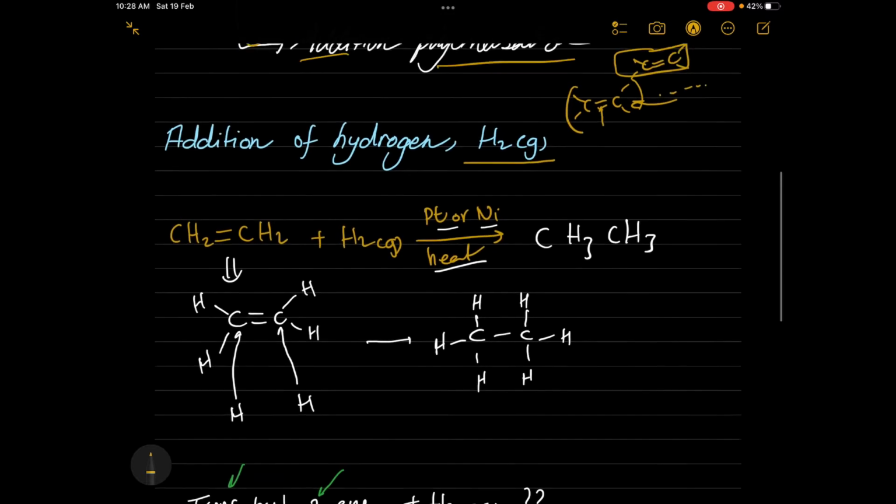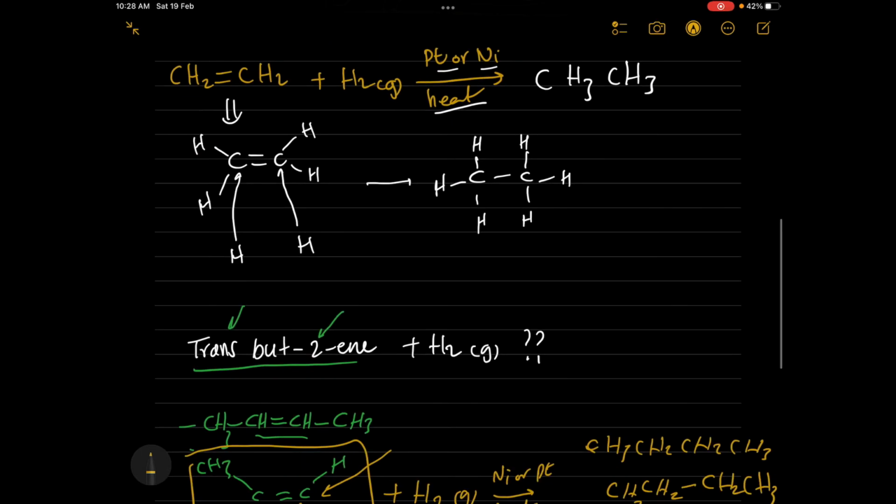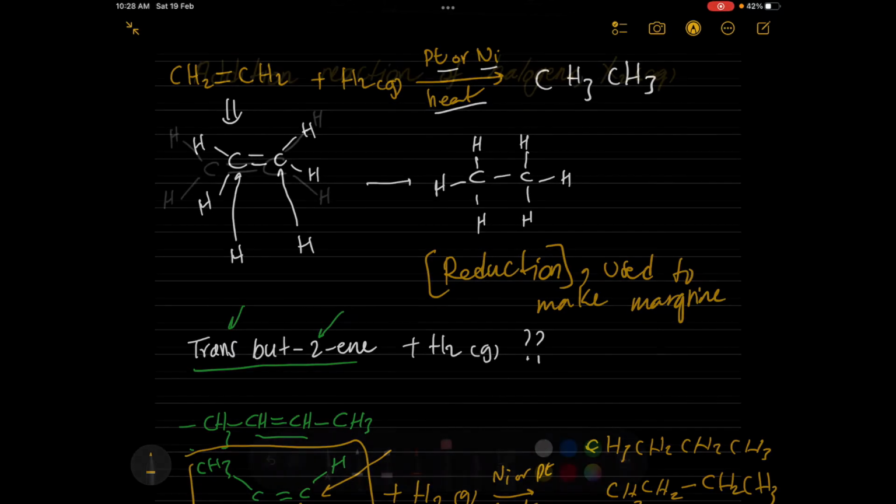Another thing to put in your mind, sometimes the addition of hydrogen reaction is called reduction. Okay, and you just remember that from the definition of reduction, gaining hydrogen. Sometimes it's called reduction, and it's used to make margarine. The margarine is a certain type of saturated fats, okay, that comes from the vegetable oil.